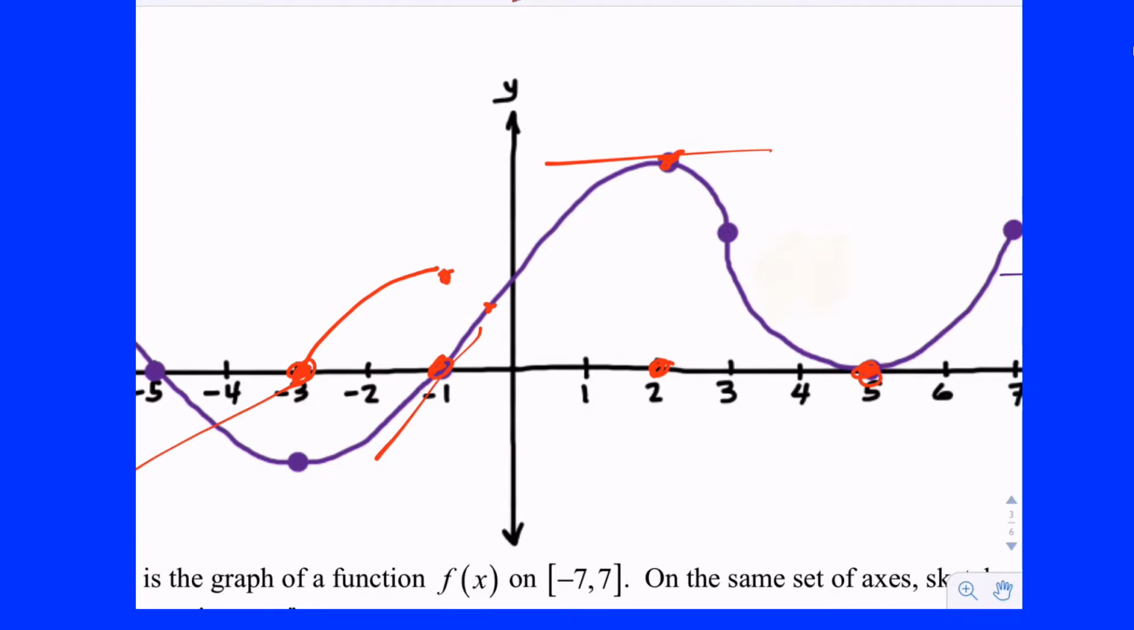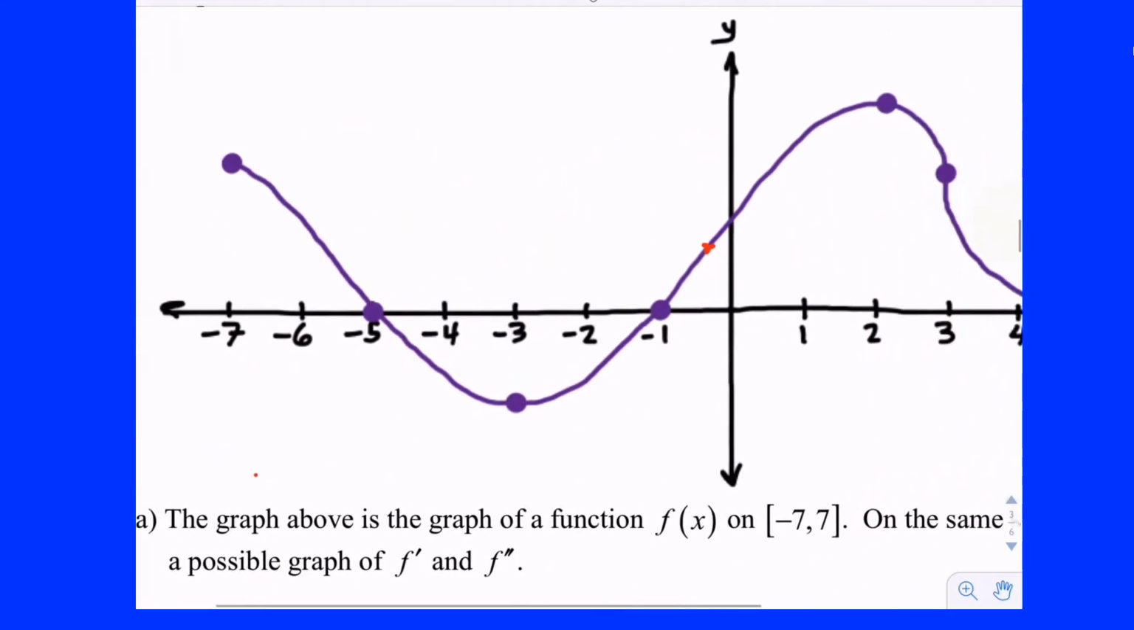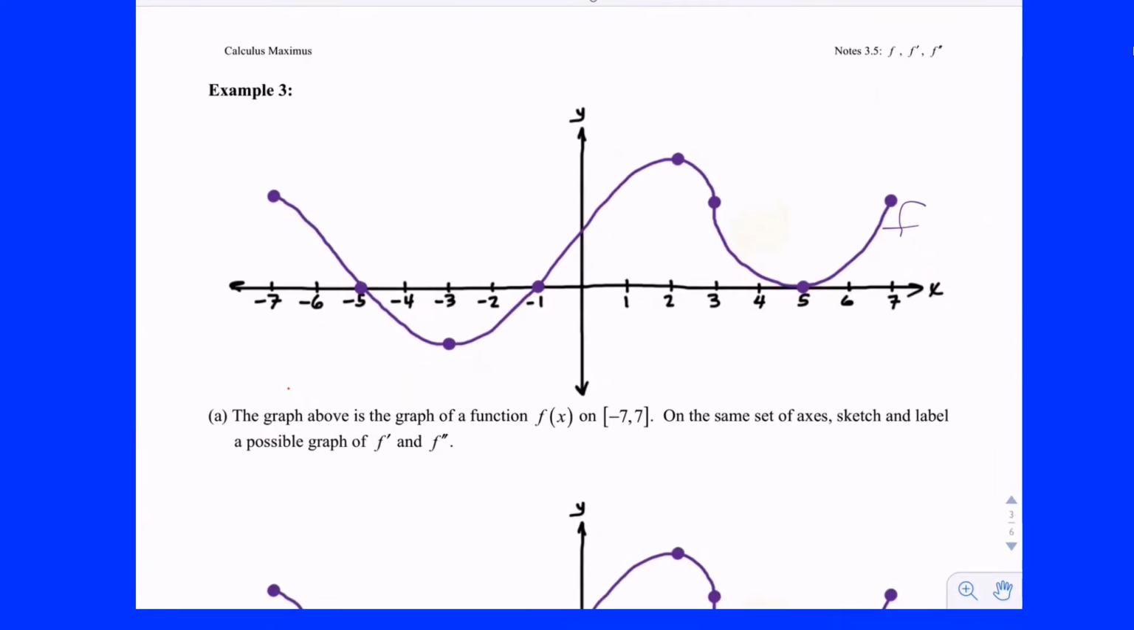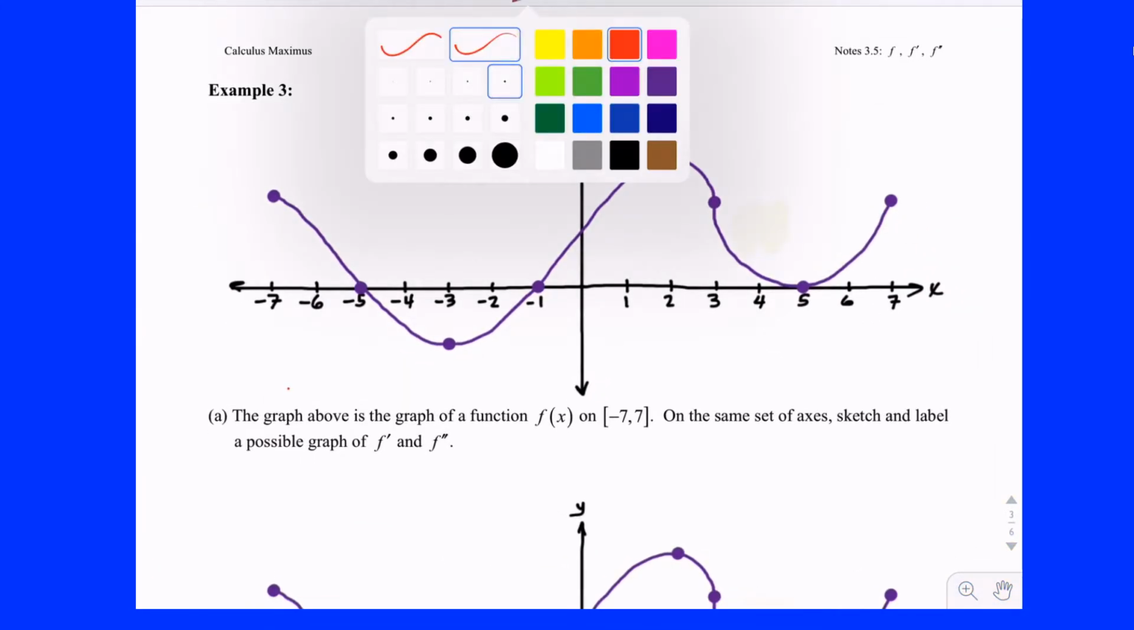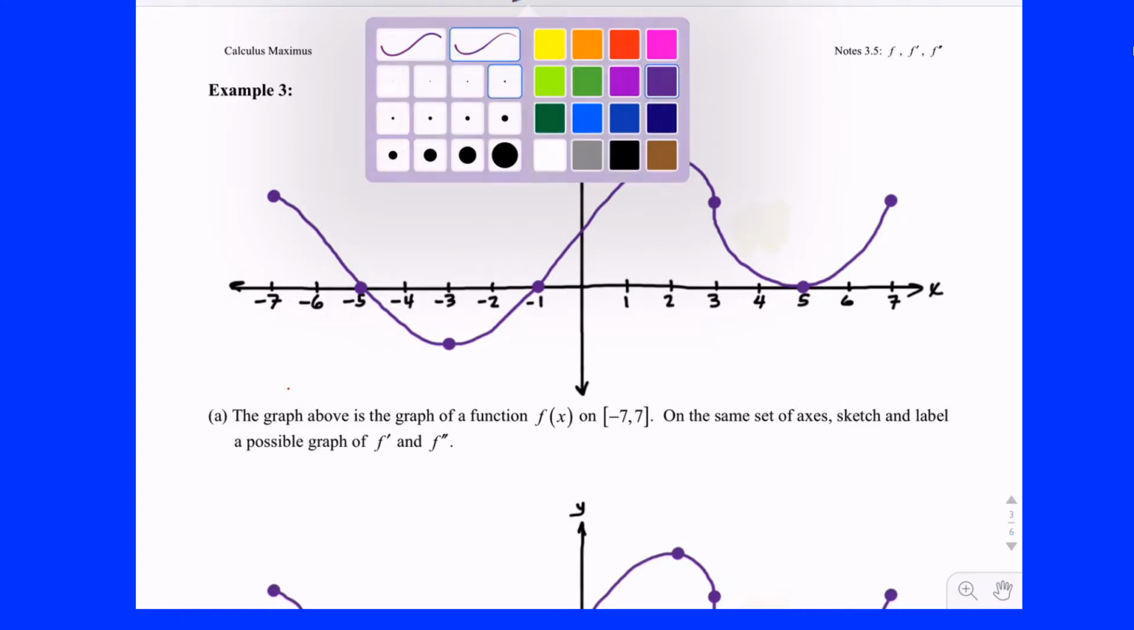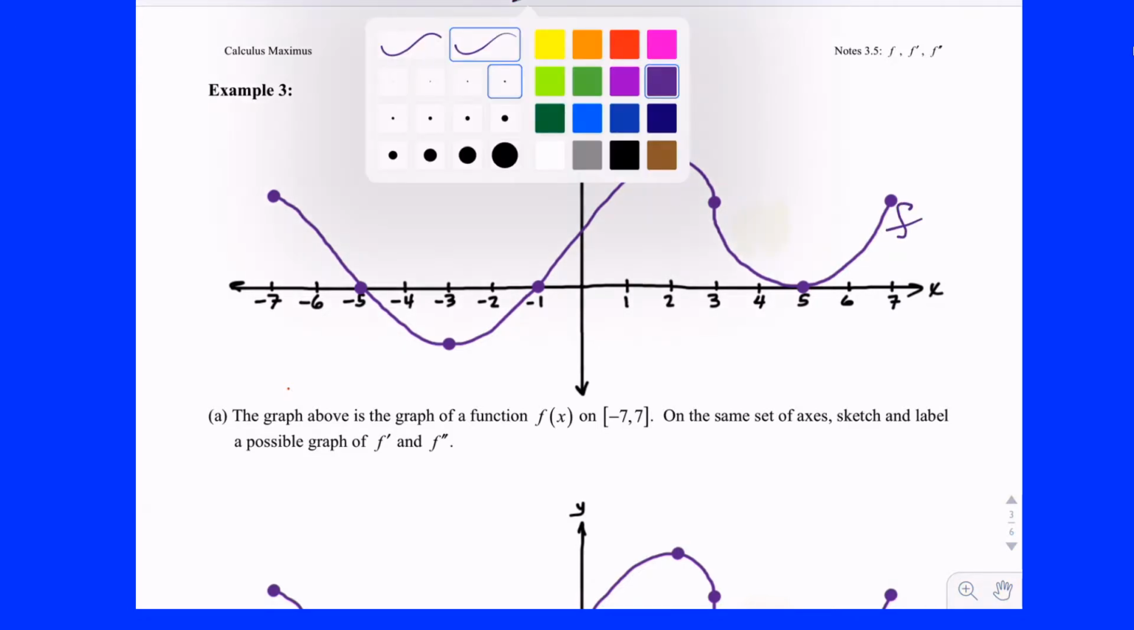But then my slopes start getting smaller, right? They're still positive, but they're getting smaller, approaching 0. So it looks like that. Well, I'm going backwards, aren't I? I'm going backwards. My bad. Yeah, I'm going backwards. Let's start over. All right.